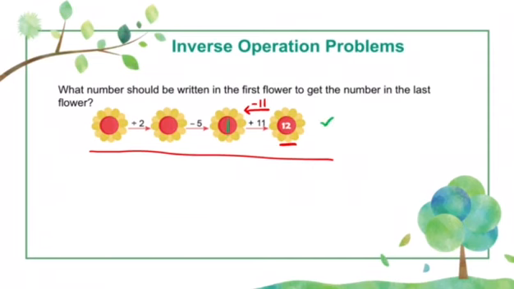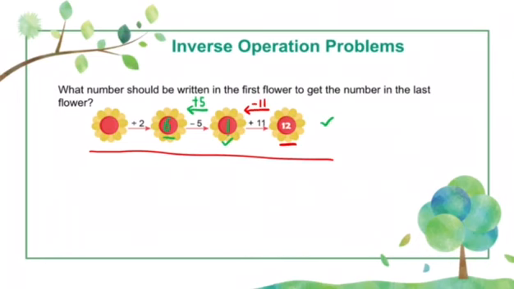Yes, correct. And a number minus 5 is 1. So this number should be 1 plus 5, which is 6. Very easy. 6 minus 5 is 1. Correct.